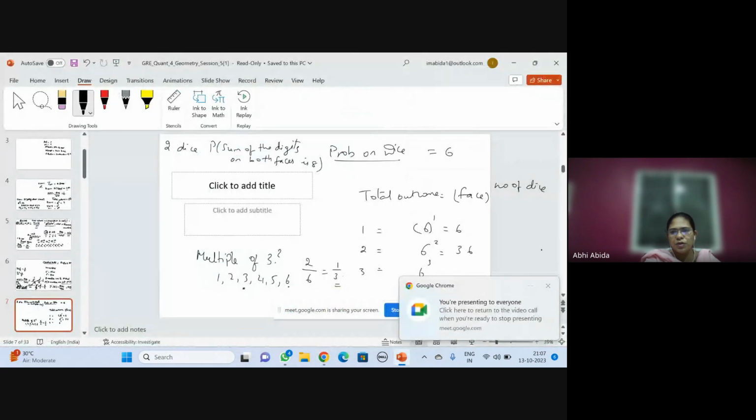Yeah, 1 by 3 was correct for the previous one. Try to answer this. I repeat the question once again. Okay, a die is thrown. Sorry, 2 dice are thrown. Then what will be the probability of the sum of the digits on both faces being 8? What is the probability for that?